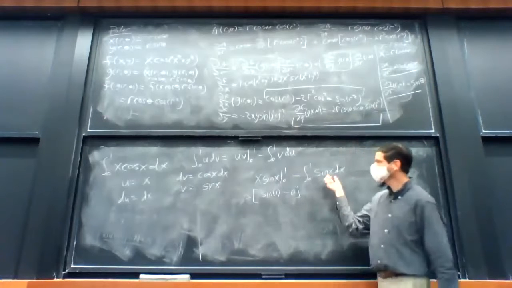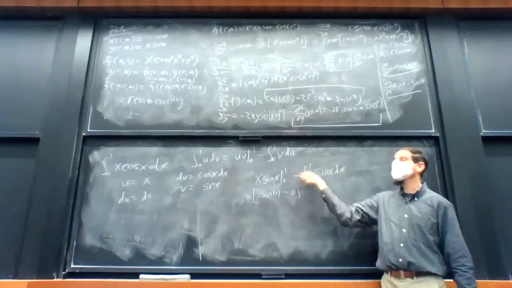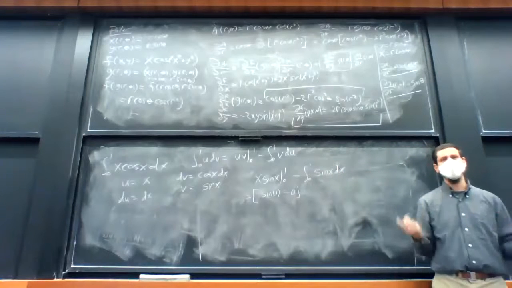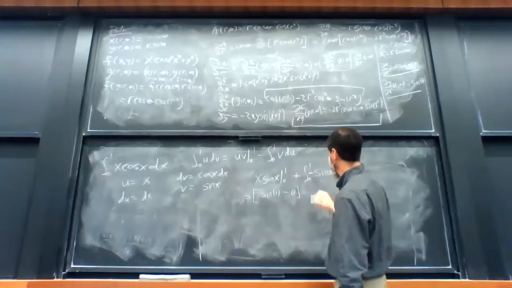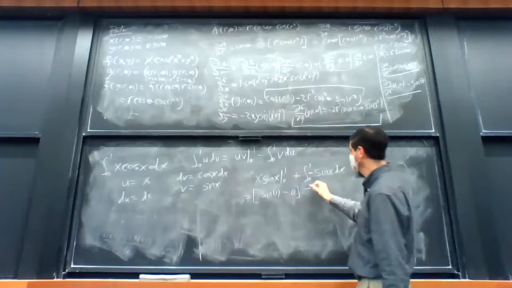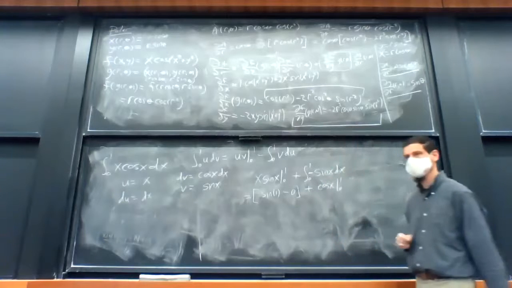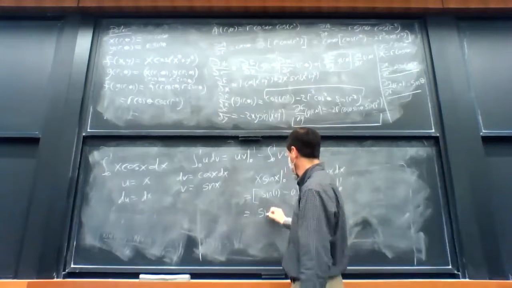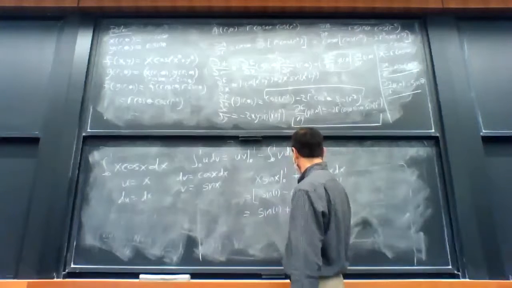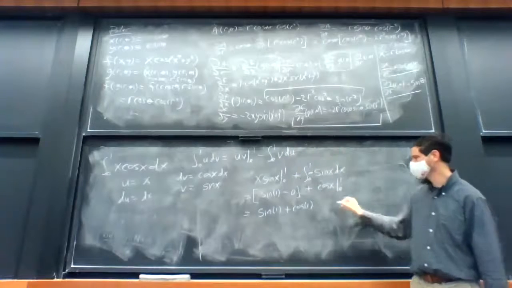Negative cosine. Well, you say, since negative cosine has derivative sine of x, but I've got negative sine of x, let me just find the antiderivative of negative sine of x. Let me bring that negative sign inside, and then this would just be plus cosine of x at 0 and 1. And so you would just get the sine of 1 plus the cosine of 1 minus the cosine of 0, which is just 1.